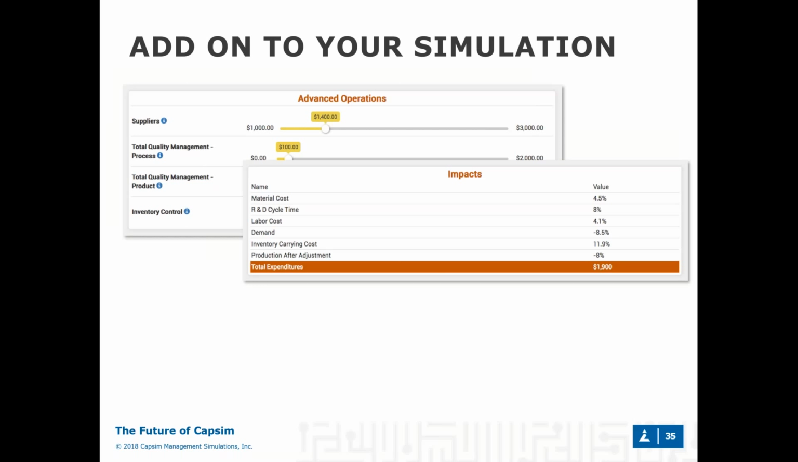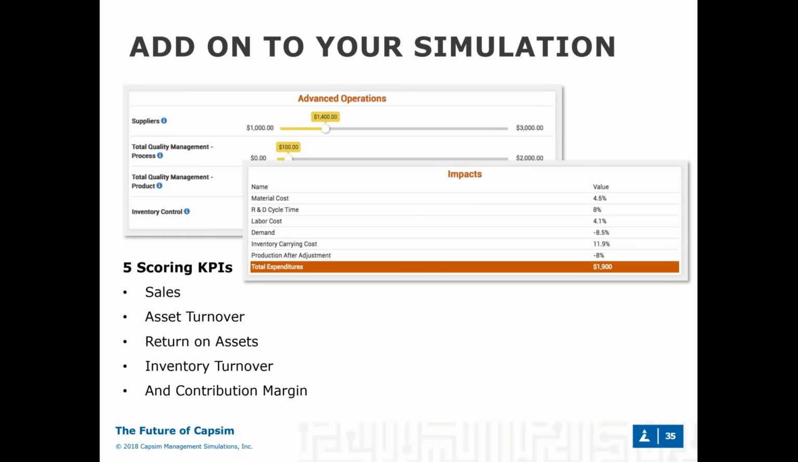In this case, we modeled 5 KPIs the students should be working to achieve. These are year-over-year improvements in sales, asset turnover, ROA, inventory turnover, and contribution margin. Now again, this is what we can do today. Let me show you a little bit of what the future holds for our platform.